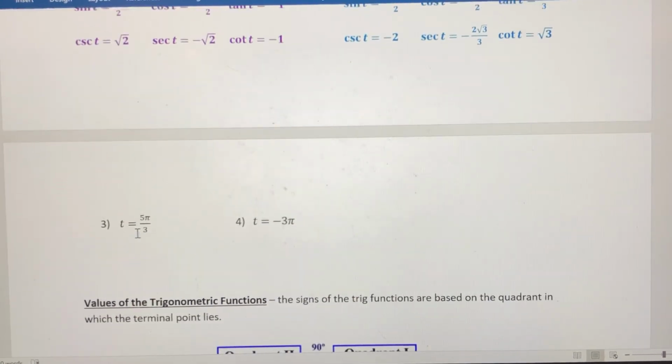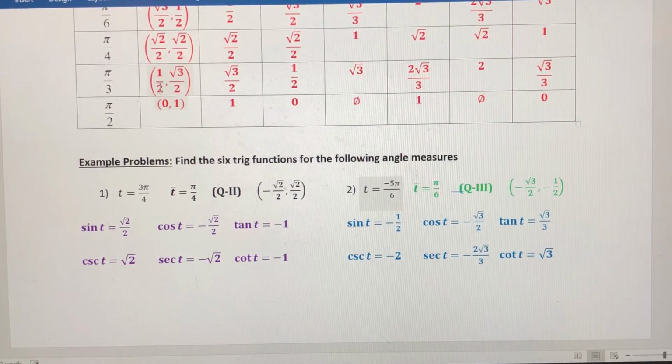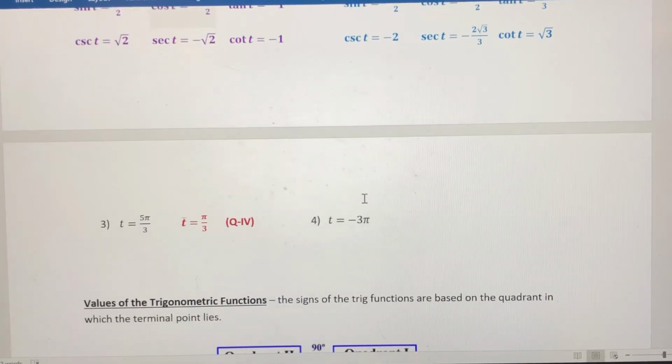So number 3 here, t is 5 pi over 3. So my reference number, t bar, is going to be pi over 3. All right, 5 pi over 3 is really close to 2 pi, okay? So that gets me into quadrant 4, okay? So let's scroll up here and look at pi over 3. Pi over 3, my x-coordinate's going to be plus or minus 1/2. My y-coordinate's going to be plus or minus radical 3 over 2. And which quadrant this lies in is going to tell me which one's positive, which one's negative, okay?